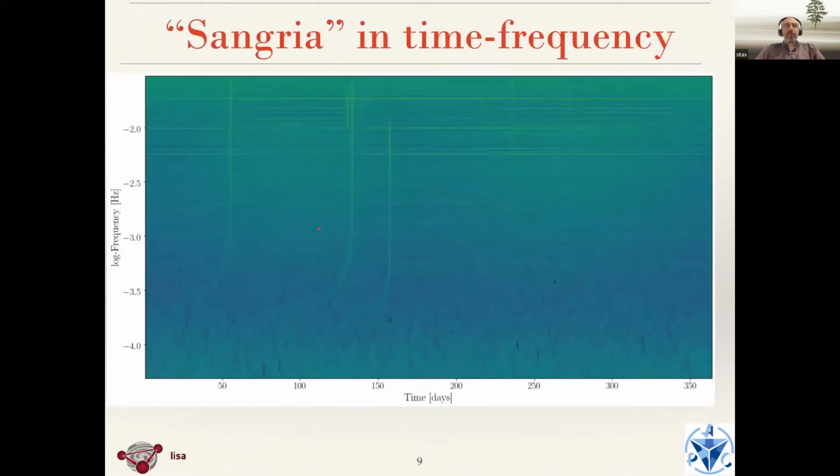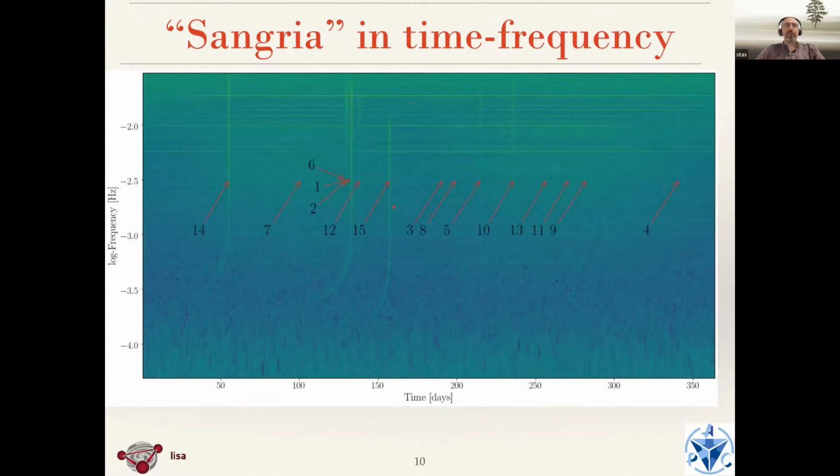And if you look in time frequency, you can see clearly the tracks, chirping and merging tracks of massive black holes, and you can see horizontal lines corresponding to the brightest galactic binaries. So this is our playground. Those are signals, these are merging black holes.